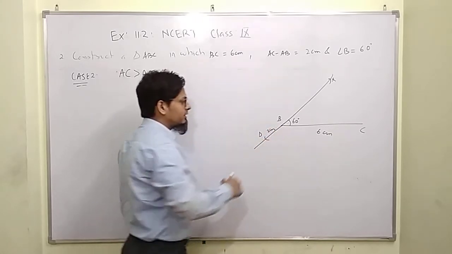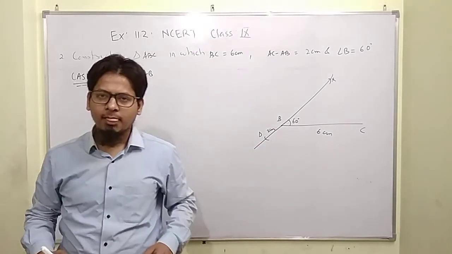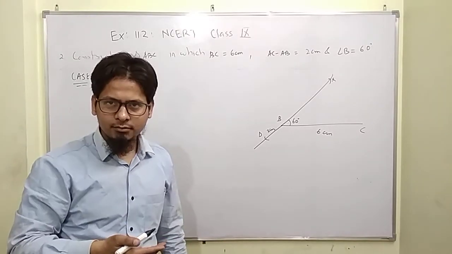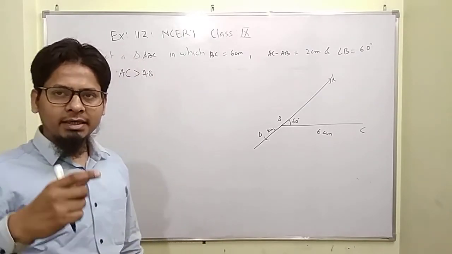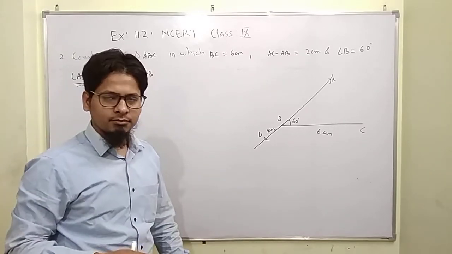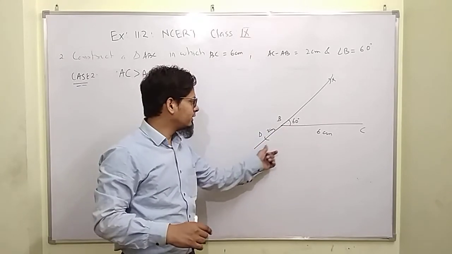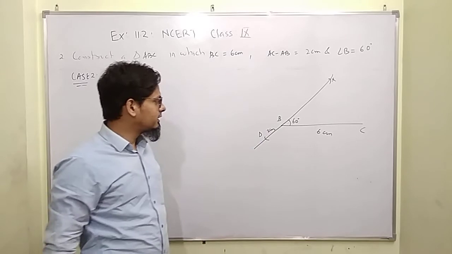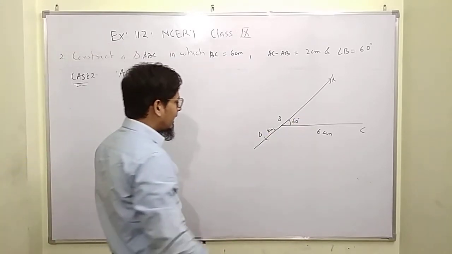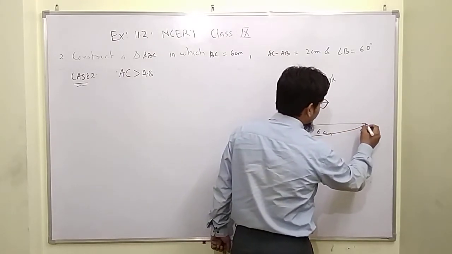Let's learn it, this is the key step in this construction. Firstly, we have to extend the ray BX on the opposite side. After this, cut an arc of 2 centimeter on the opposite side of BC. So on this side, I cut BD equal to 2 centimeter, whatever the difference is given. Now I join C and D.